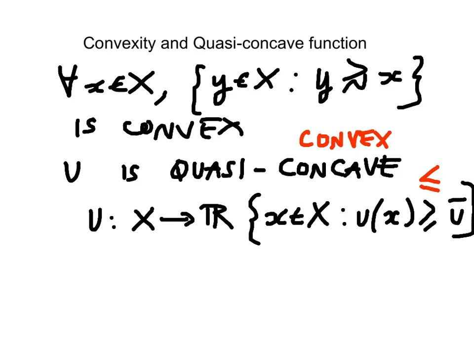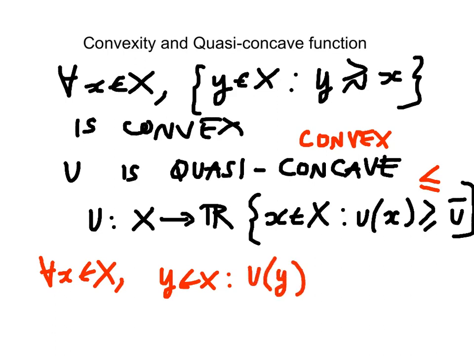Now, to put it another way, what I'm saying with that first definition up here is that for all x element of the commodity space, I'm looking at all those other bundles out there which are such that the utility of y is greater than or equal to the utility of x. And I'm saying that this upper contour set must be convex. Therefore, the utility function is quasi-concave because I'm looking at the upper contour set, not the lower contour set, right? Otherwise, the utility function would be quasi-convex.